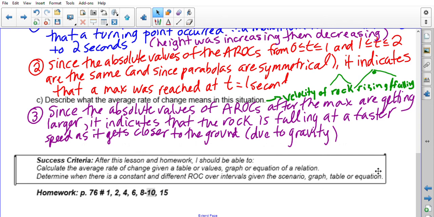All right, and that was average rate of change. Hopefully everyone enjoyed that. Just remember, it's just another fancy way of saying that they want you to calculate the slope between 2 points on a graph. Okay.